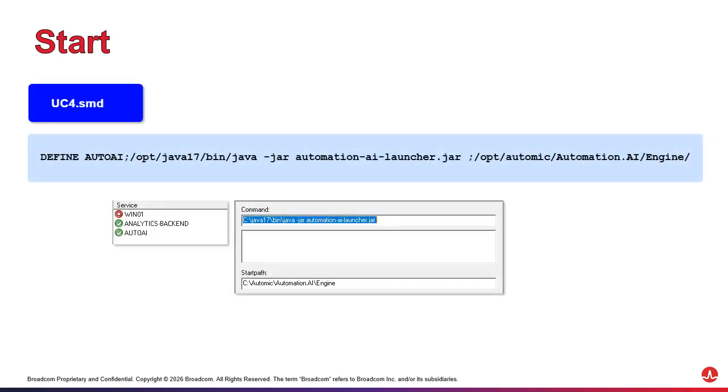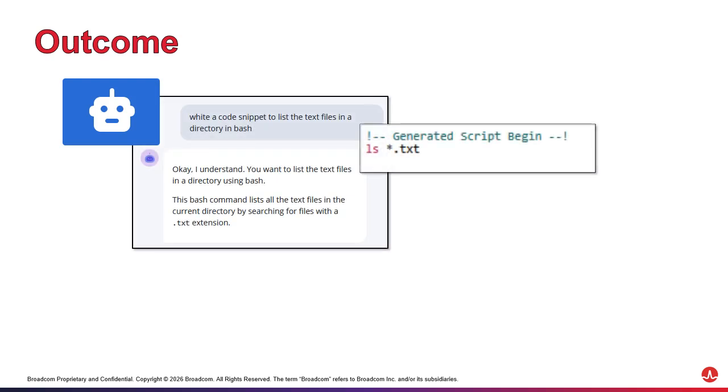Assuming there is a service manager on the Automation AI host, simply add the service in uc4.smd. If not, install a service manager and remember to deploy cap key. Assuming everything went well, Automation AI starts and connects to AE. Head to the web interface and click on the Intelligent Assistant. Submit a simple question or a basic code request. If the assistant responds, things are working.